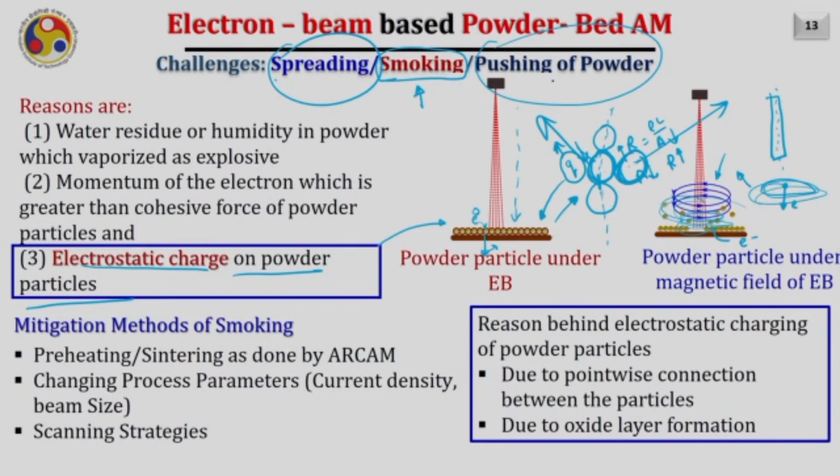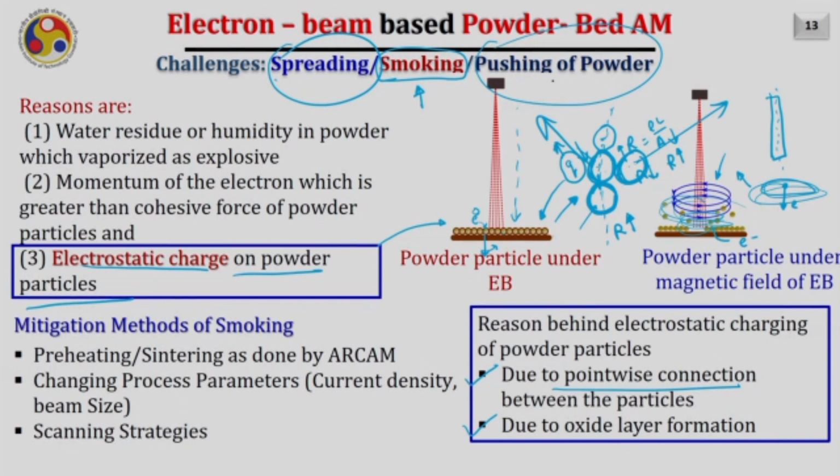So the primary reasons for the same are summarized here. One is due to the point-wise connection between the particles. The particles will keep on accumulating the charge and will start repelling each other. And another reason could be due to the oxide layer formation. If there are oxide layers on top of these particles, that is very much likely because of the high reactivity of the powder particles, such as if I talk about a very reactive material like titanium, the oxide layers are quite possible to be on the top layer. That also will increase the resistance, and as a result, these particles will act as a capacitor.